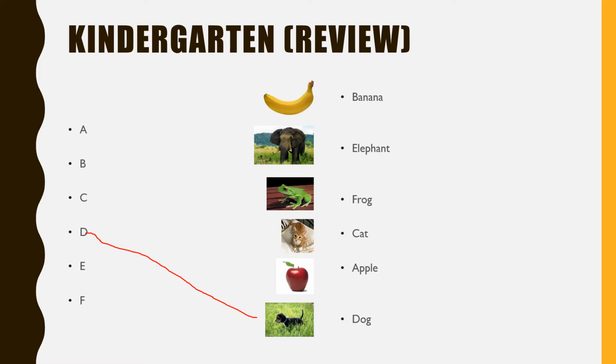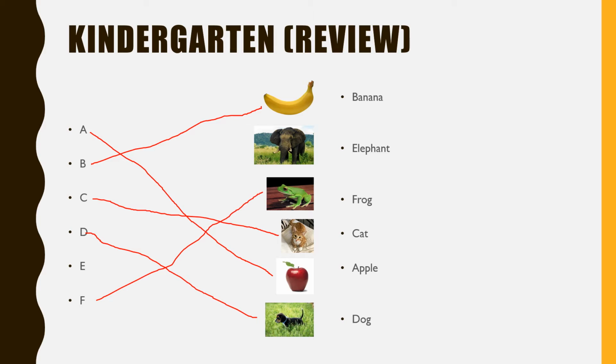The next slide is going to be the same way. So just go ahead and match them, and I'll give you the answers for the rest here. Pause the video again if you want to try on your own. There's cat. There's banana. A is for apple. F is for frog. E is for elephant. All right.